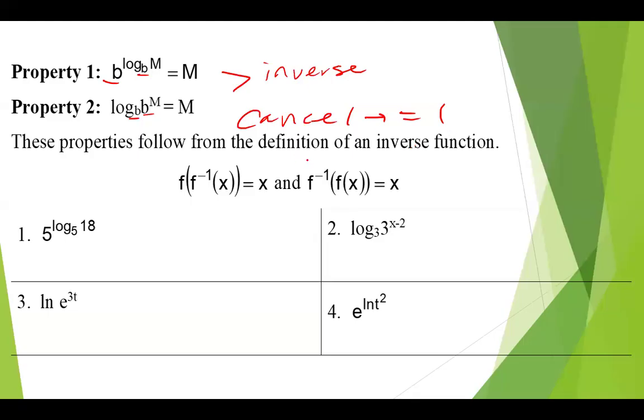Okay, so our inverse properties are saying that if I substitute this into the other function, it's always going to come out to be itself, x. That's why your output is the same. So looking at here, we have 5 to the log base 5 of 18. Well, this is property number 1. The base of my log and the base of my exponent are the same, so they become a friendly 1, and the answer is just 18.